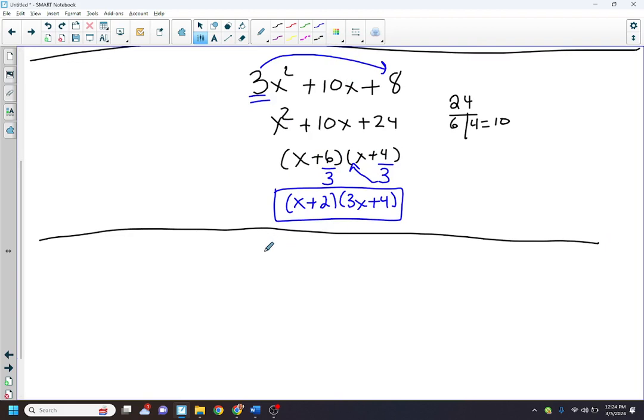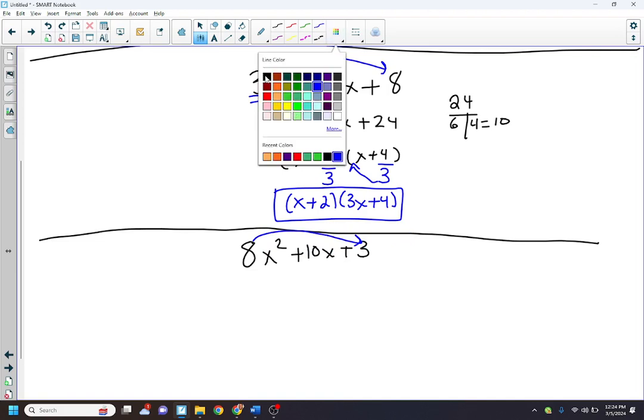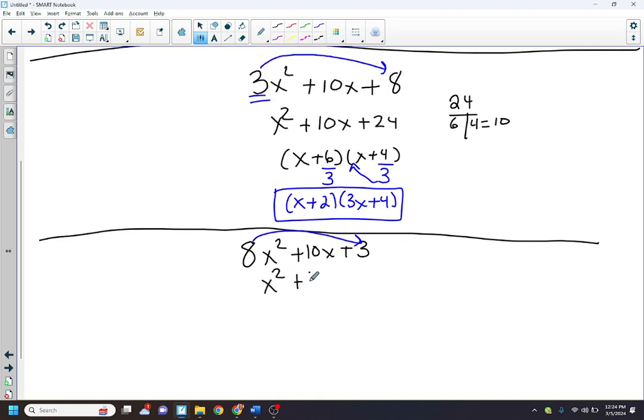There could be situations like this one, 8x squared plus 10x plus 3, where you slide and divide. So I'm going to slide the 8. It's going to be x squared plus 10x plus 24. Things that multiply to 24 that add to 10, again, is 6 and 4. I'm purposely using the same numbers over and over. That's not going to be like on the test. Make sure you actually know how to do this. So x plus 6, x plus 4.